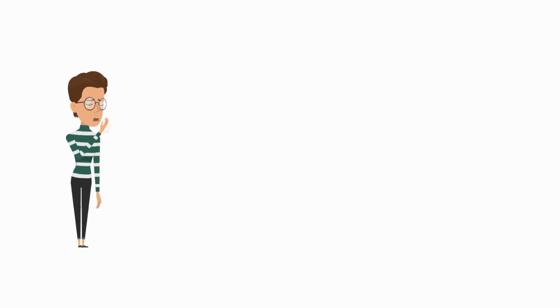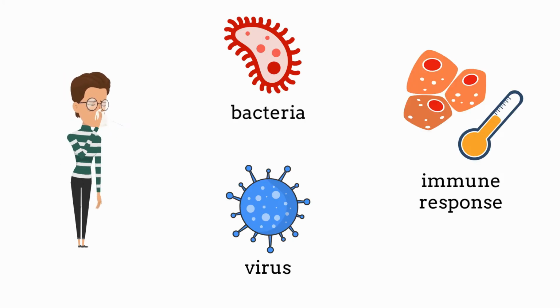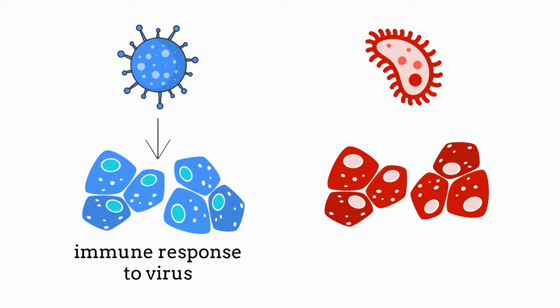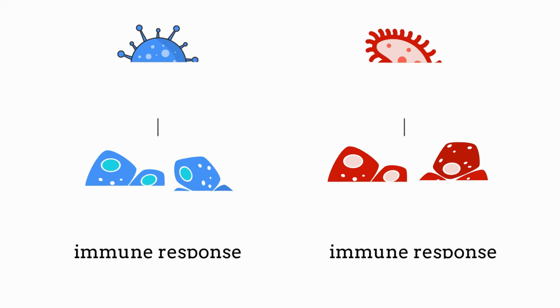When we are infected with a pathogen, such as a bacteria or virus, our bodies respond by fighting the infection through the immune response. The immune response to infection differs according to the type of pathogen that the host is infected with. For example, the immune response will be different when a host is infected with a viral pathogen compared to when they're infected with a bacterial pathogen.